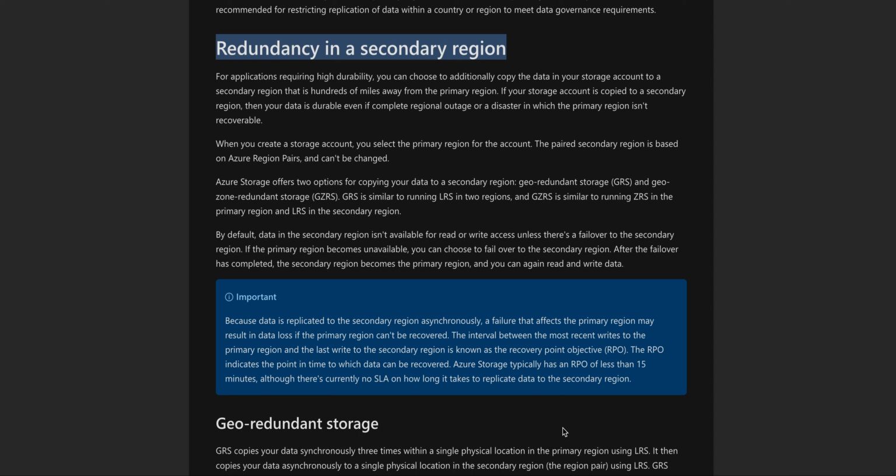About redundancy in a secondary region, there are two types. One is geo redundant storage and geo zone redundant storage, and the data in the secondary region cannot be read or written automatically. It's only once there is a failover to the secondary region that access is provided.